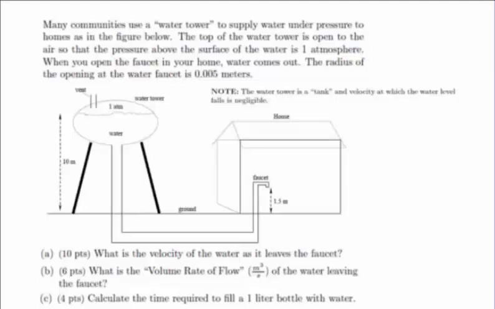Many communities use a water tower to supply water under pressure to homes as in the figure below. The top of the water tower is open to the air so that the pressure above the surface is 1 atmosphere. When you open the faucet in your home, water comes out. The radius of the opening of the water faucet is 5 millimeters. A, what is the velocity of the water as it leaves the faucet?